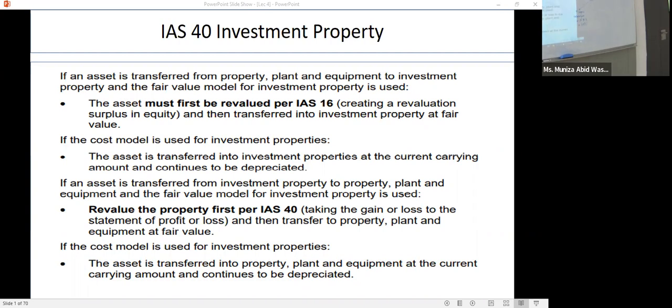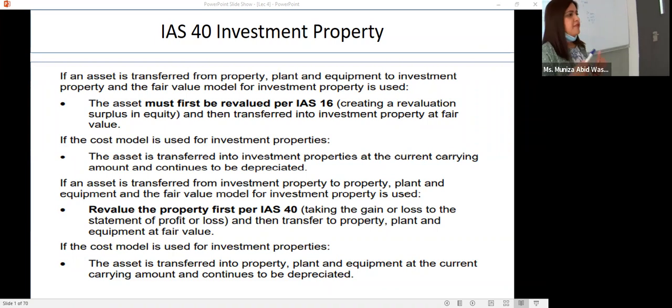What you have to do secondly, after this step, is transfer the asset to IAS 40 at its fair value. This is what you have to keep in mind. You can follow this flow chart in order to recognize the things.